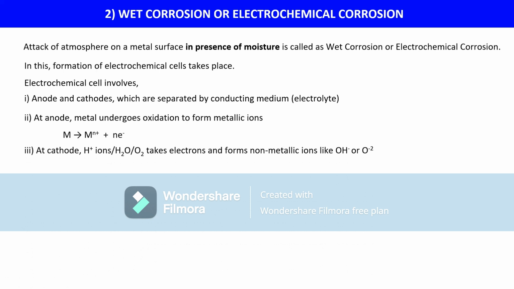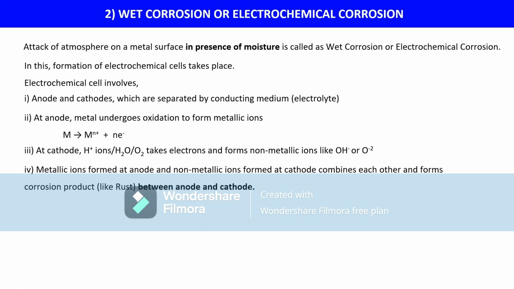At the cathode, usually acidic medium or water or oxygen is there in this type of corrosion, which takes these liberated electrons and forms OH- or O2- as non-metallic ions. From this, it is clear that at the anode metallic ions are formed, and at the cathode non-metallic ions are formed. The metallic ions and non-metallic ions combine with each other and form the corrosion product. This corrosion product is formed in between the anode and cathode in wet corrosion.